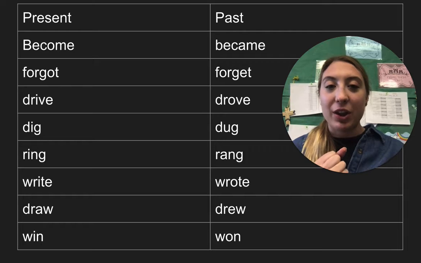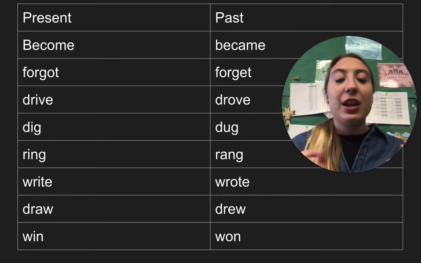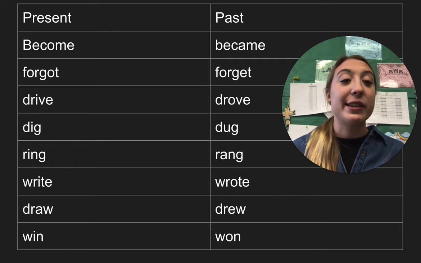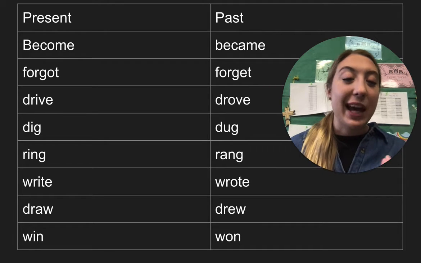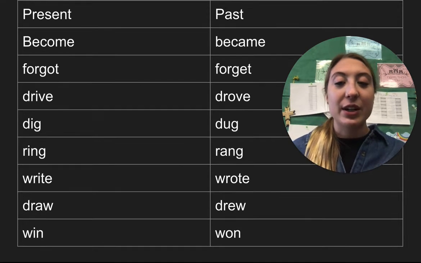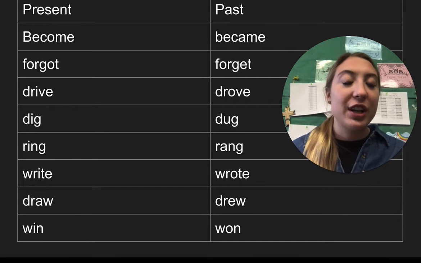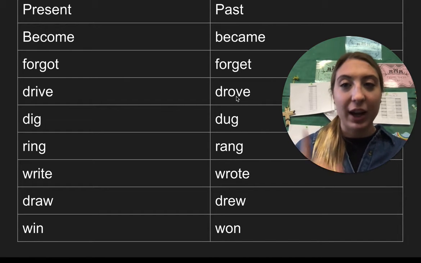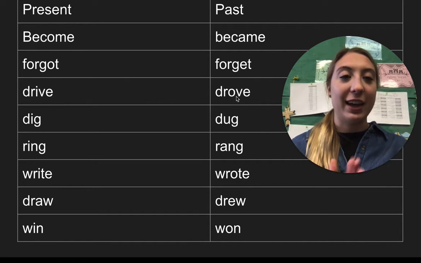We are working with our present and past. So yesterday or the day before, we worked with just a vowel changing, and that's kind of what we're going to be doing today as well. It's going to be a vowel changing from present to past. So we're going to review it and then go over some examples, go over our homework, and then we will come back and review it again.